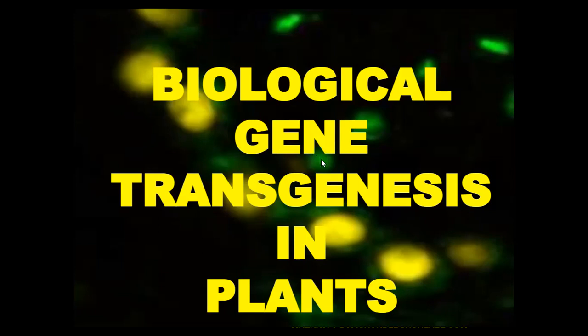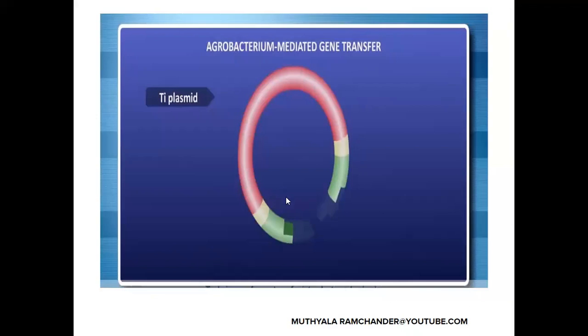In this biological gene transgenesis, first we select the plasmid from Agrobacterium. Agrobacterium contains Ti plasmid. From that Agrobacterium, first we isolate the Ti plasmid. Ti plasmid means tumor-inducing plasmid. The tumor-inducing plasmid is treated with restriction endonuclease enzymes. By using restriction endonuclease enzymes, sticky ends are identified on the Ti plasmid.